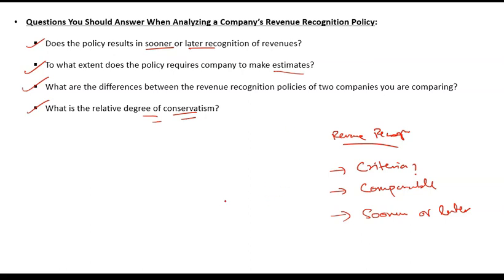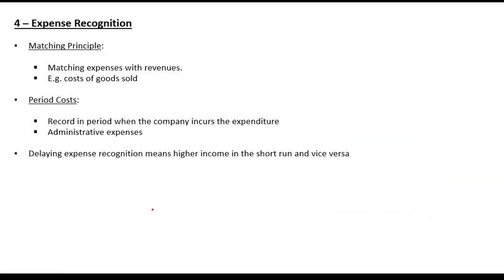So this is about the revenues. Next section in the income statement is expense. With respect to expense, as we discussed in previous readings, to record expense you use two principles: matching and period cost. Matching principle means that you should match the cost or expense with the income, and period cost means that cost of a particular period should be recorded in that period.